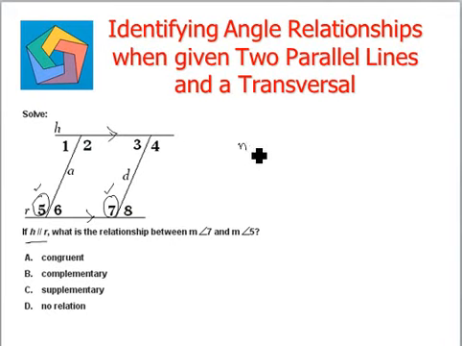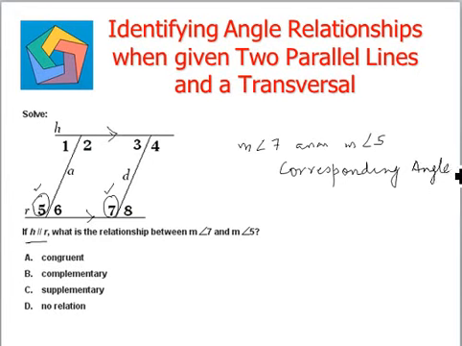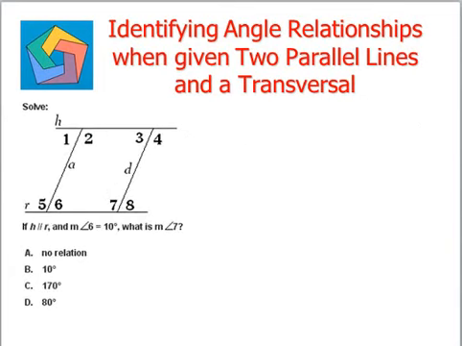That is, measure of angle 7 and measure of angle 5 are corresponding angles, and corresponding angles are always congruent. So therefore measure of angle 7 is congruent to measure of angle 5. That is, whatever will be the value of angle 7, the same will be the value of angle 5. That is option A. Moving on to the next question.